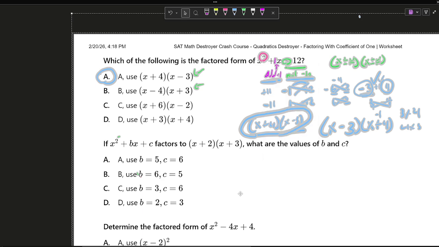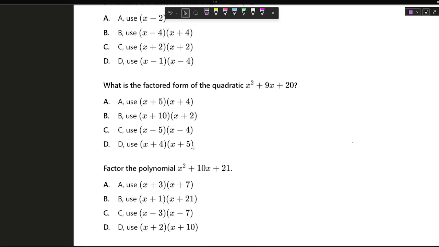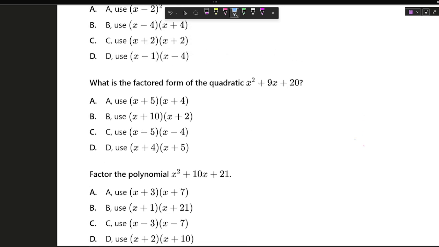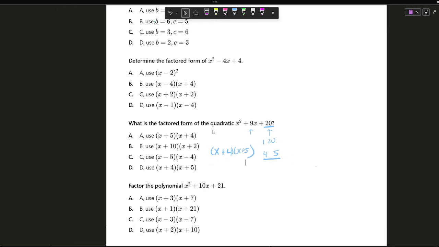Okay, let's do one more. Let's do a more challenging one. Let's do this one. 20, right? Same thing here. Two numbers that multiply to this, but add to this. What can you think of? 1 and 20? Well, that adds to 21. Well, 4 times 5 works right away, right? That's the easy one. 4 times 5. So you can just come here and say x plus 4, x plus 5. That's it. And that's how you factor a quadratic.